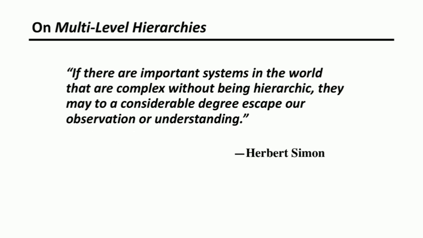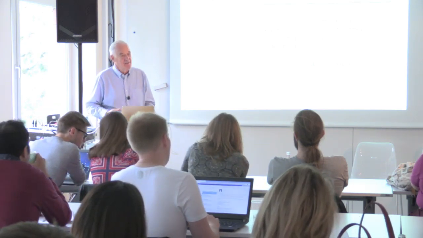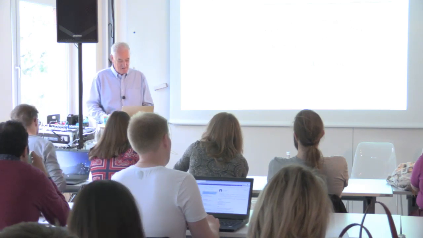The second one is a quote you already know. And I like this quote very much. It's from a Nobel Prize winning computer scientist and economic scientist, Herbert Simon from CMU. And he says, if we don't have multi-level hierarchies to frame our models, to put the models in a hierarchic framework, then we will not succeed in understanding a complex system. It may even escape our observation that there is a system relationship among the parts.